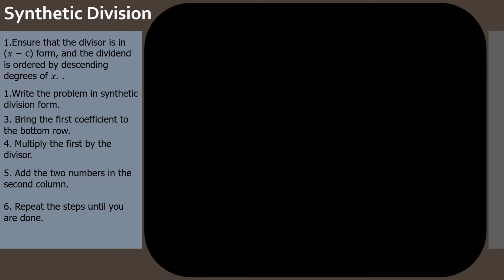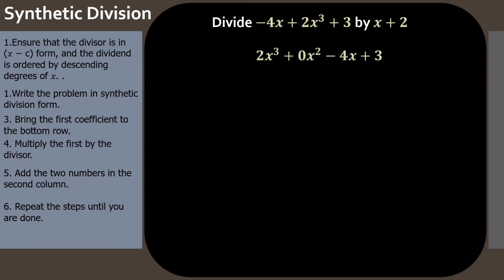Okay, gawa pa tayo ng isang example para mas maintindihan natin. Okay, so divide negative 4x plus 2x cubed plus 3 by x plus 2. Ganun ulit, kailangan muna nating i-arrange ang ating dividend according to its exponent. So, mauuna si 2x raised to 3. Wala ulit tayong x squared, so nagdagdag tayo ng 0x squared minus 4x plus 3.